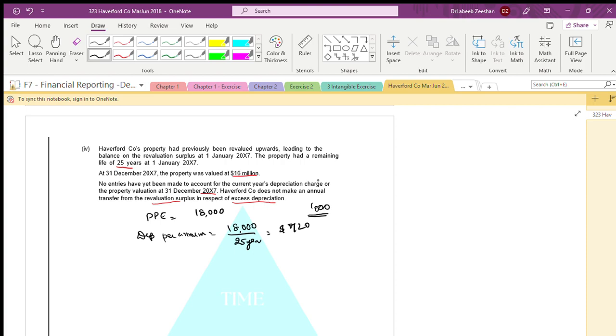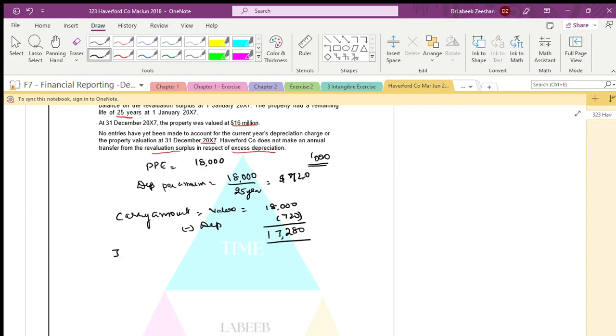Now, what is the carrying amount? What is the value? The value is 18,000 minus depreciation of 720. The carrying amount is going to be 287.1. Is it right?